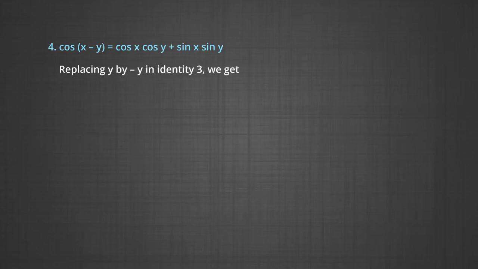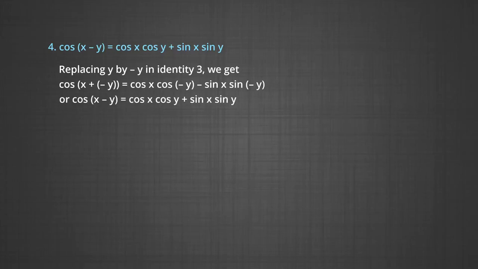Friends, now we will see how we get the formula for cos of x minus y. In the identity which we have proved, we will replace y by minus y. On replacing y by minus y, we get cos of x plus minus y is equal to cos x cos of minus y minus sin x into sin of minus y. Now, again we will apply cos of minus y is cos y, sin of minus y is minus sin y. Therefore, we get cos of x minus y is equal to cos x cos y plus sin x sin y.